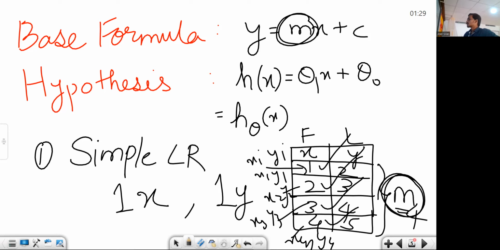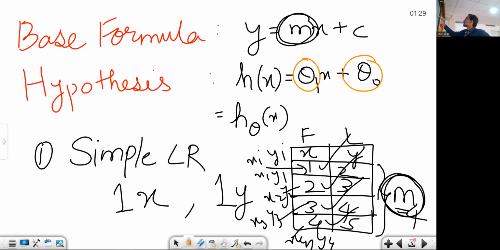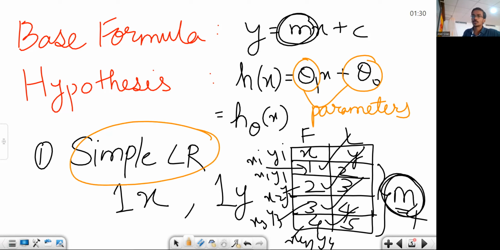Now, theta 1 and theta 0 are called parameters. So in simple linear regression, we have two parameters, theta 0 and theta 1, where theta 1 is the slope of the line and theta 0 is the y-intercept.